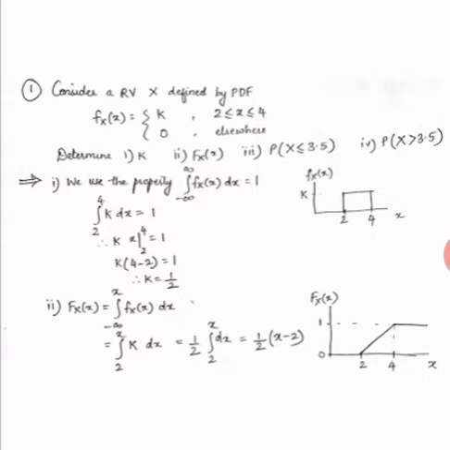So it's going to be nothing but, k value is half, a constant, so we take it out of the integral 2 to x dx. The value is going to be half into the upper limit, which is x, minus the lower limit, which is 2. So half of x minus 2 is the value of the CDF in the range 2 to 4. If we plot this, it's going to be a straight line going from 2 to 4 as shown in the figure.